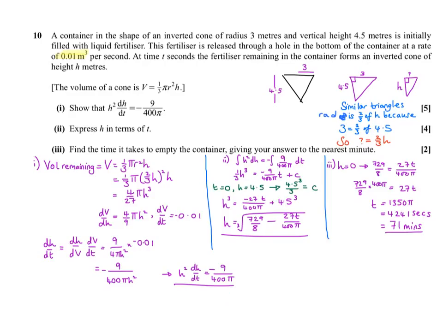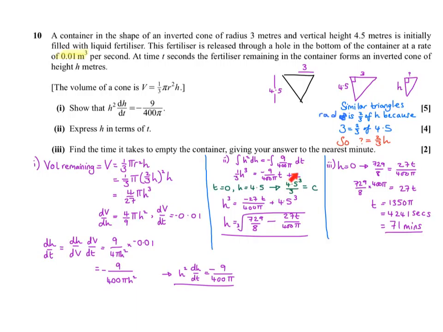If you can't do that, if you're spending too long, spending more than 5 minutes on part I, move on quickly. Express h in terms of t. So I'm going to integrate. I'm going to bring the dt up, and I'm going to integrate h cubed over 3 minus 9/400 pi t plus your c. Don't forget plus c.